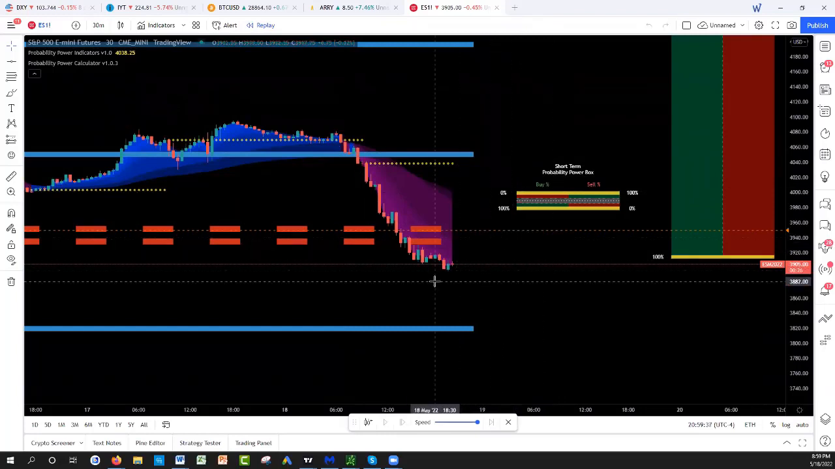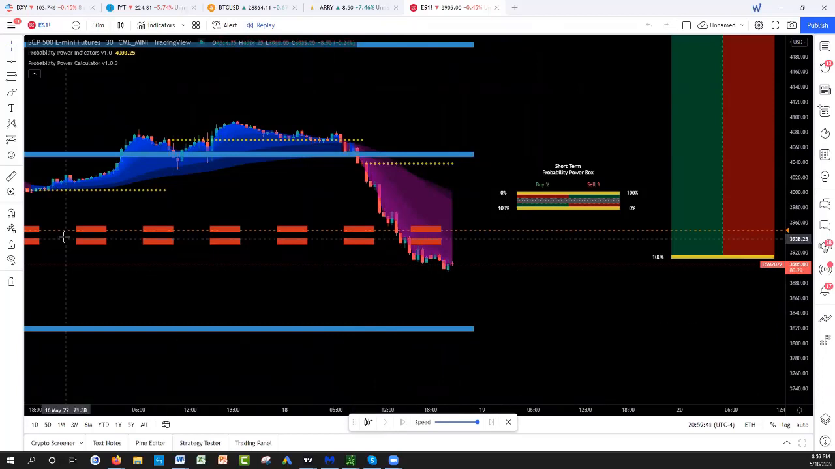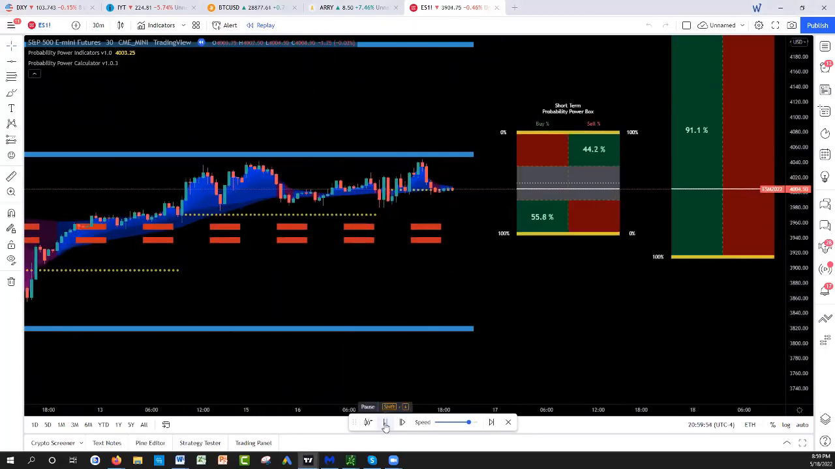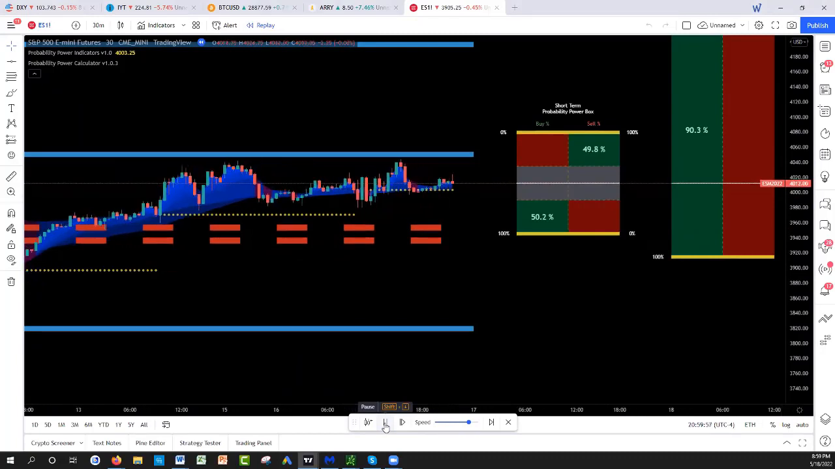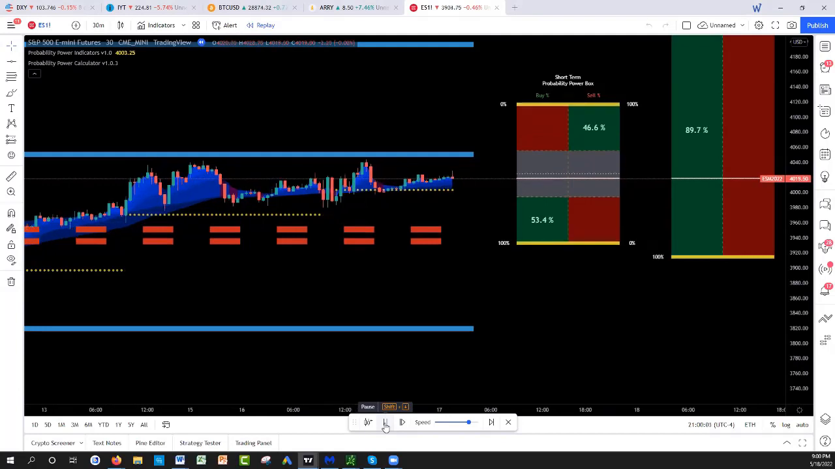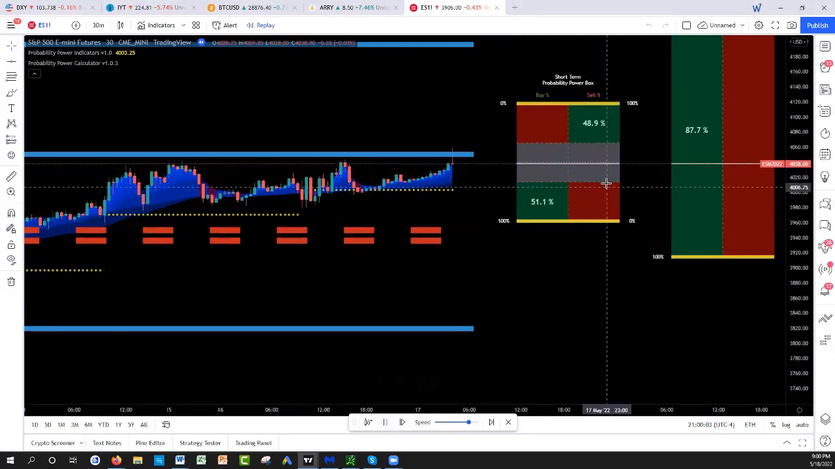Now, look at the probability power calculator and replay. It's really interesting on how the calculator plays itself. So, and look here. So it goes up, probability power indicator goes up, calculation goes up, they change in real time.